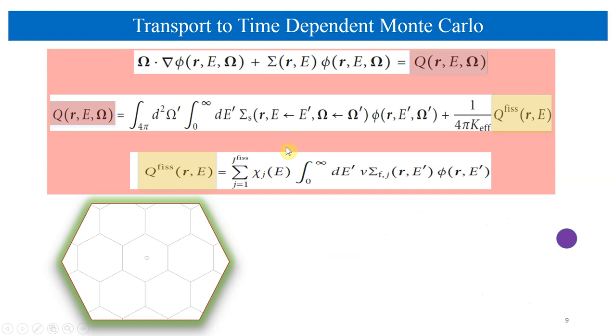If we return back to the neutron transport equation, we can use it, as we mentioned before, to generate the isotopic composition with time or with burnup, and use these steps of burnup as a new isotopic composition for the material card for MCNP. That's how we can create a time-dependent Monte Carlo.